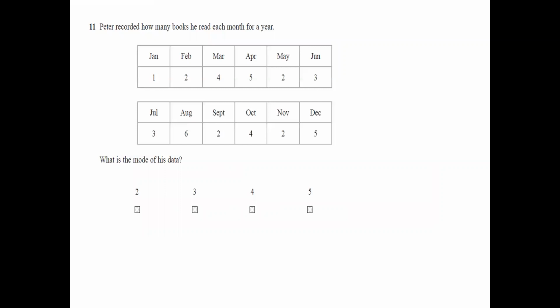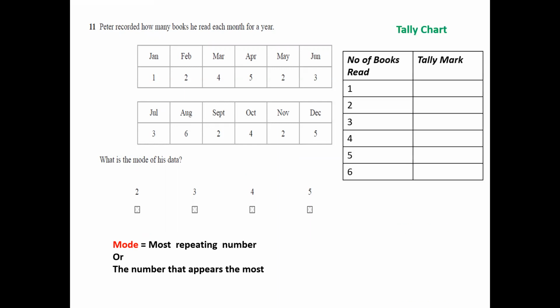We'll start. 11th question. Peter recorded how many books he read each month for a year. What is the mode of his data? Now, first we'll see what is mode. Mode is the most repeating number, or the number that appears the most. To find the mode, it's better to draw a small tally chart like this. That doesn't take much time. Then we'll see.